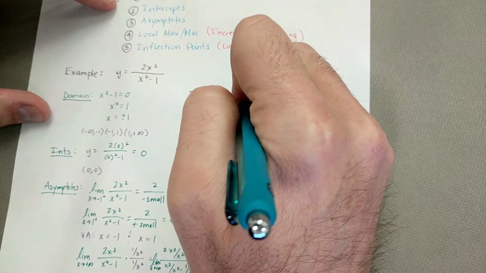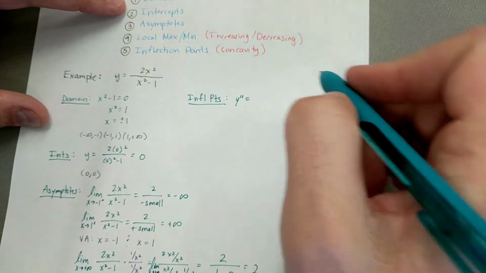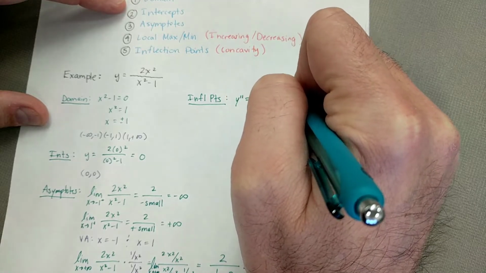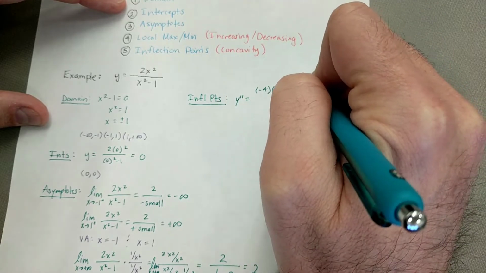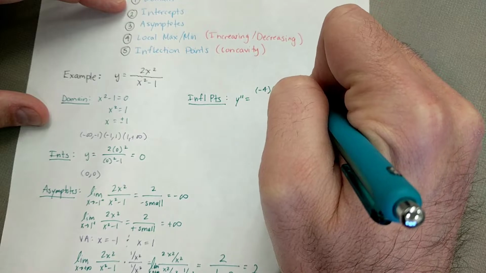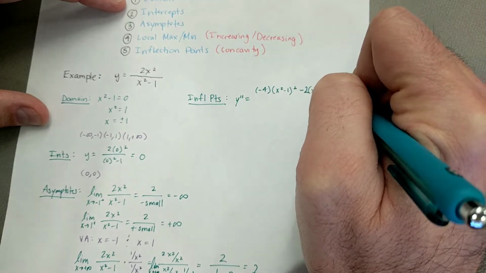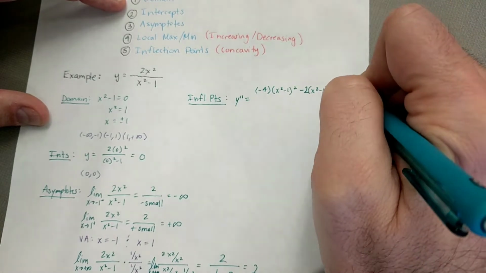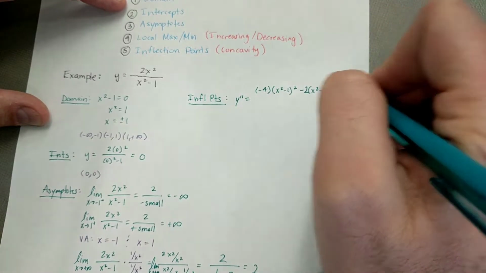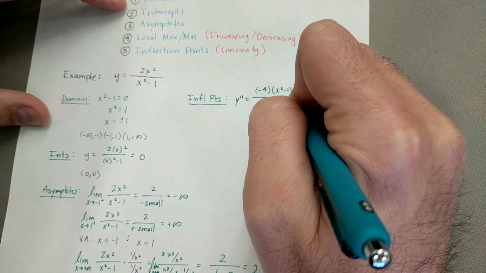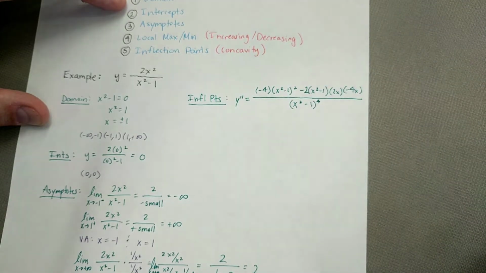So y double prime is, so it's going to be negative 4 times x squared minus 1 quantity squared minus 2 times x squared minus 1 to the first now times 2x, so that's power rule and chain rule, times negative 4x, all over x squared minus 1 to the fourth now.